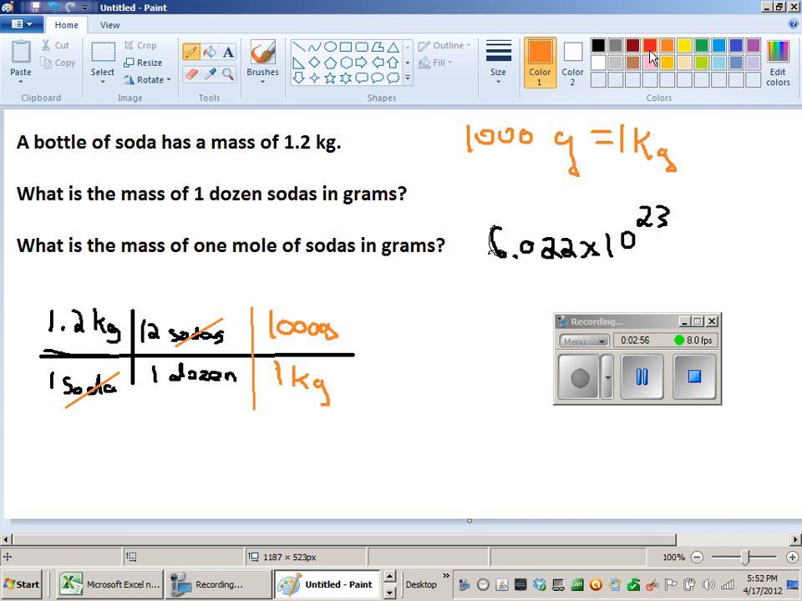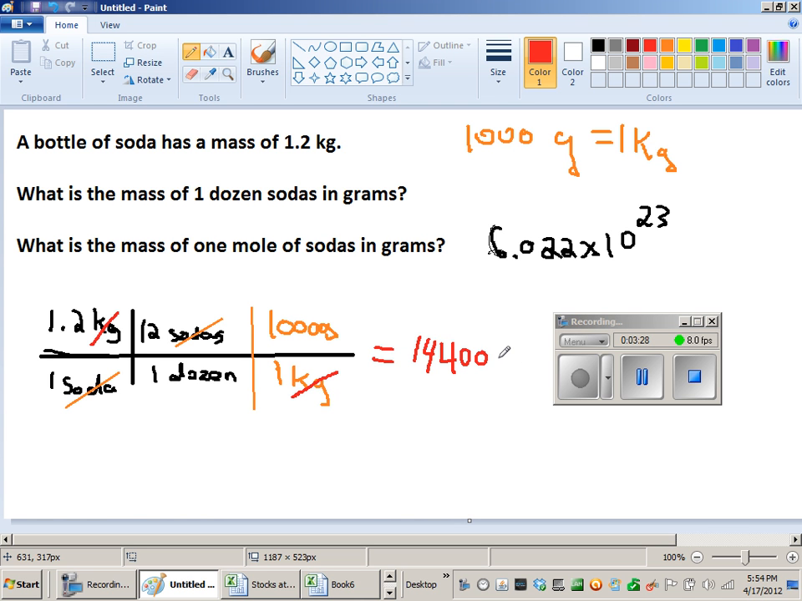And if I cancel the units from top and bottom, I will get rid of these kilograms. And I'll have 1,000 on top times 1.2. The units are grams. On the bottom, I just have 1 times 1 times 1. And the units are dozen. So this is 1.2 times 12 times 1,000 over 1 times 1 times 1. So this gives me a value of 14400 grams per dozen.